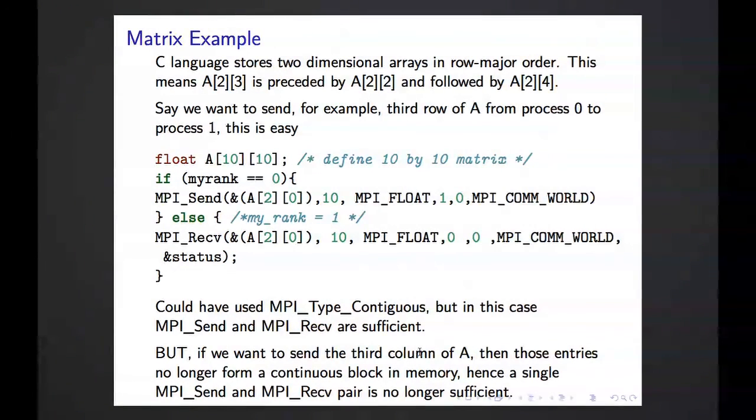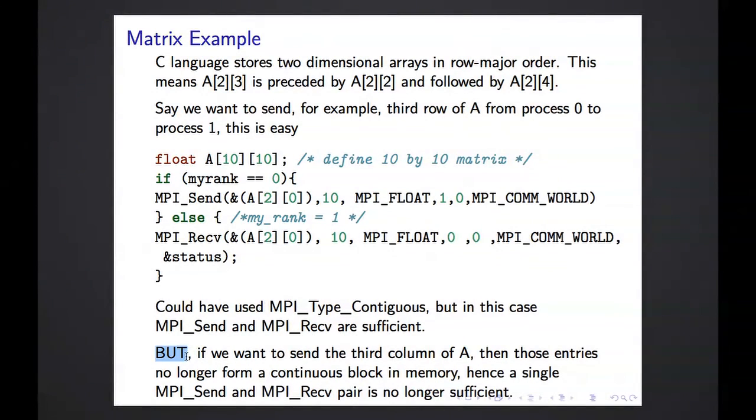Because we are sending rows, and rows are contiguous, we can do this using standard MPI Send and MPI Receive. In this case, I provide an MPI Send with the address of the first element of the row, and I say, from this address, send 10 floats. On the receiving end, I also say, start from the address of the third row and receive 10 elements. I could have used type contiguous here, but it's just not necessary. I can use send and receive, so as long as I'm sending rows, this is perfectly fine.